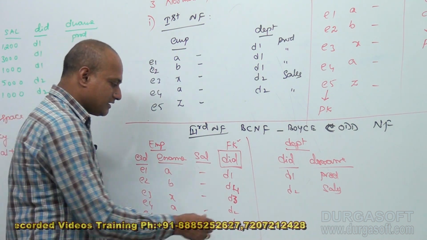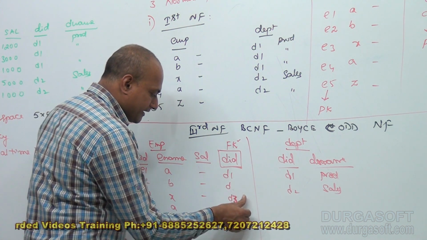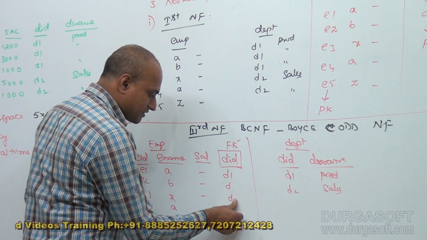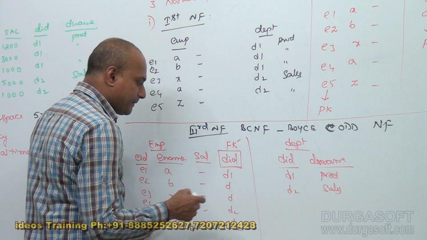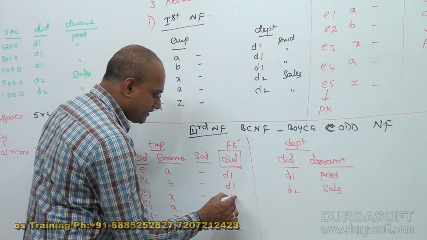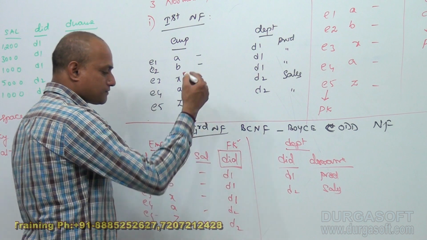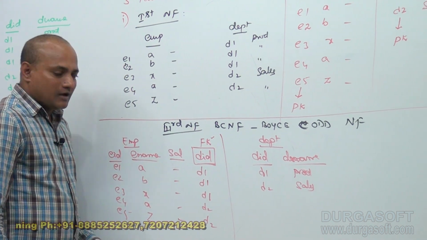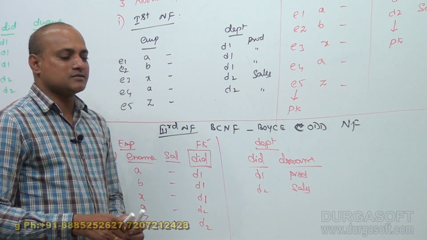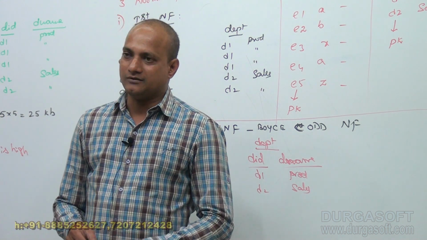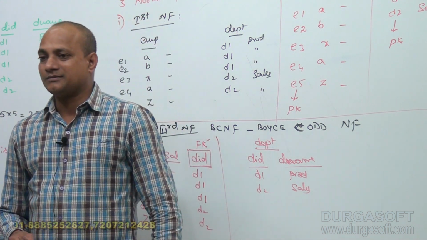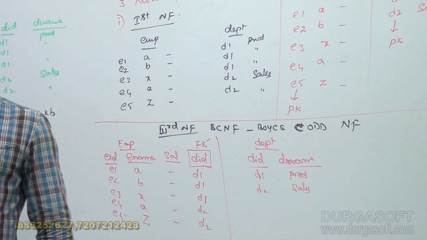It's impossible. That's why, to avoid such kind of invalid values, we are defining foreign key constraint. Then it will take only values from primary key. And foreign key column contains duplicates and null values also.